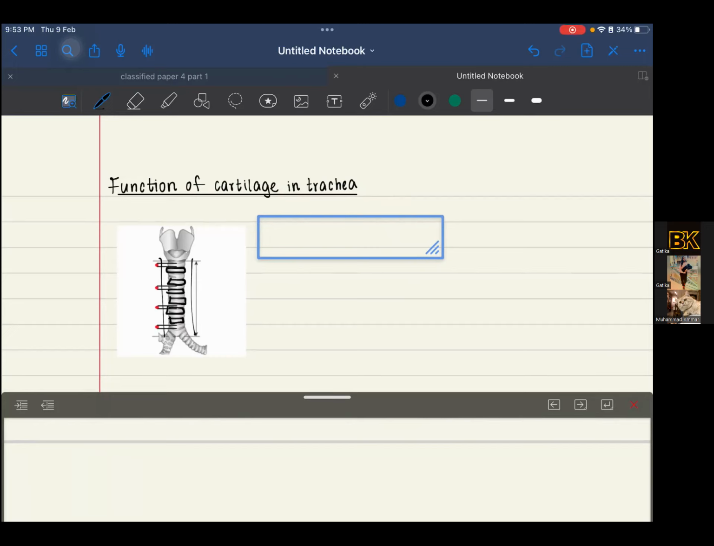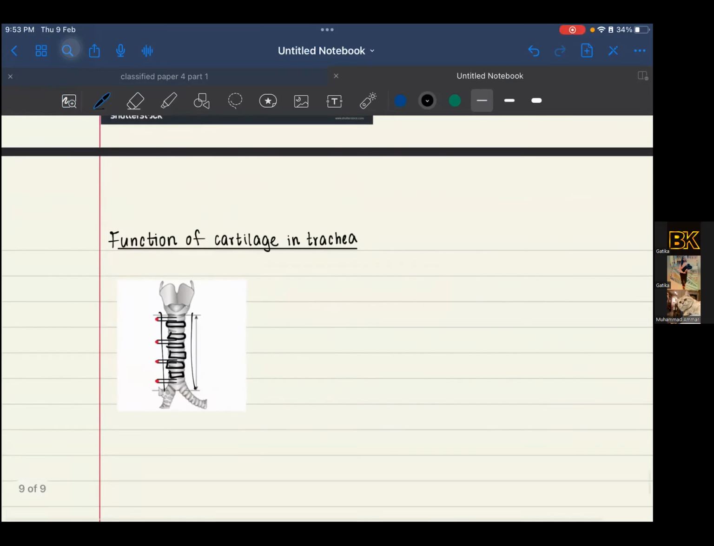Yeah, okay. Just confirm it. It's like one second, wait a second. Yeah, it's like this. It's C shape, not the complete ring, but it surrounds the trachea.